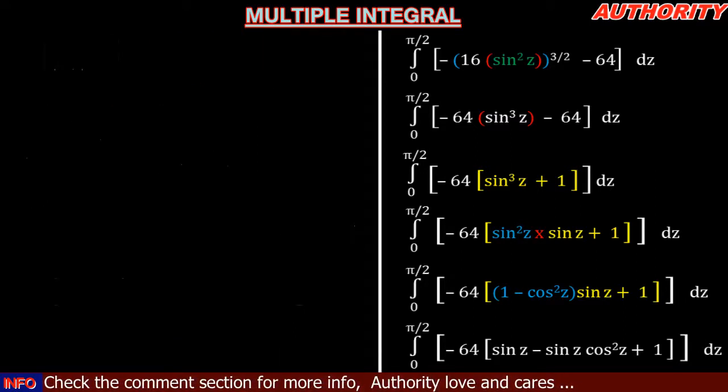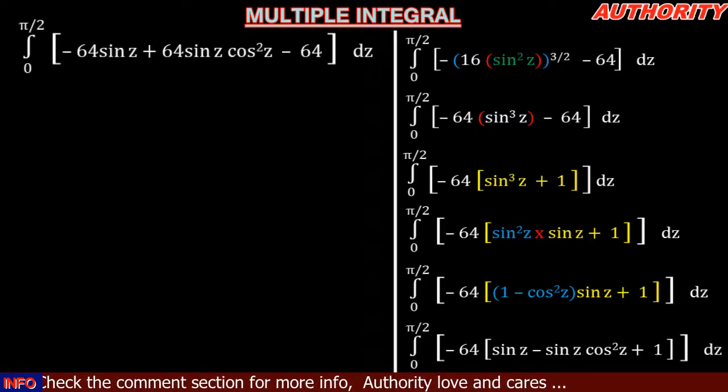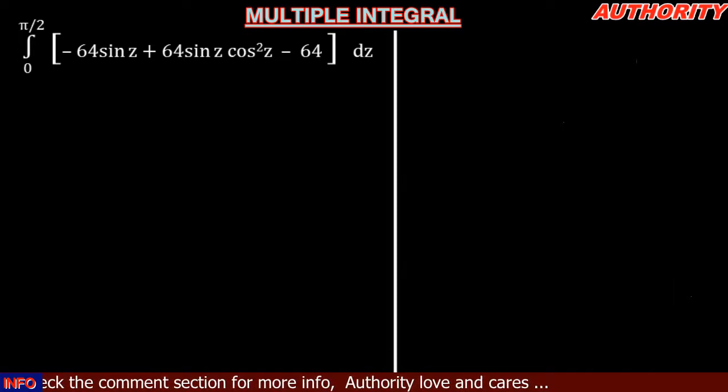Now let's also use this minus 64 to open the bracket again. That means we're going to have the integral from 0 to pi over 2 of (minus 64 sine z plus 64 sine z cos squared z minus 64) dz. Good. Now let's integrate finally with respect to z, but we're going to do it part by part.